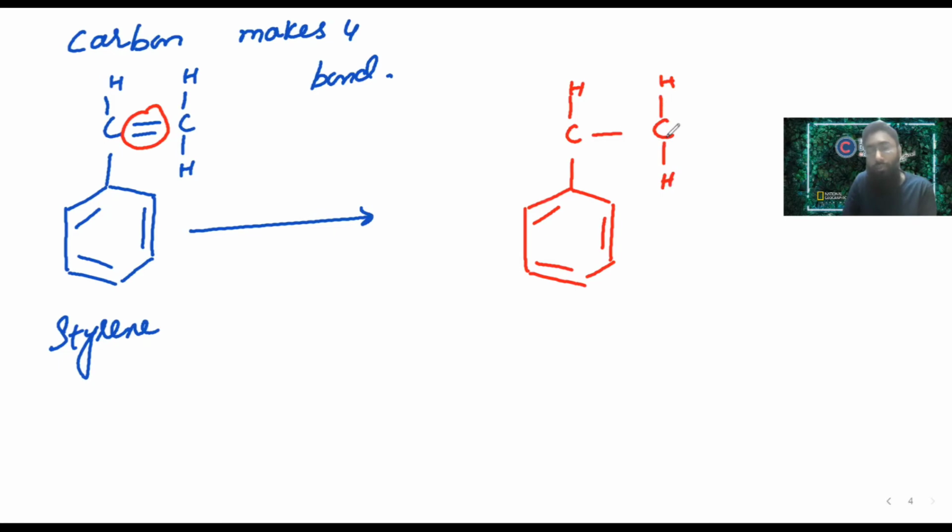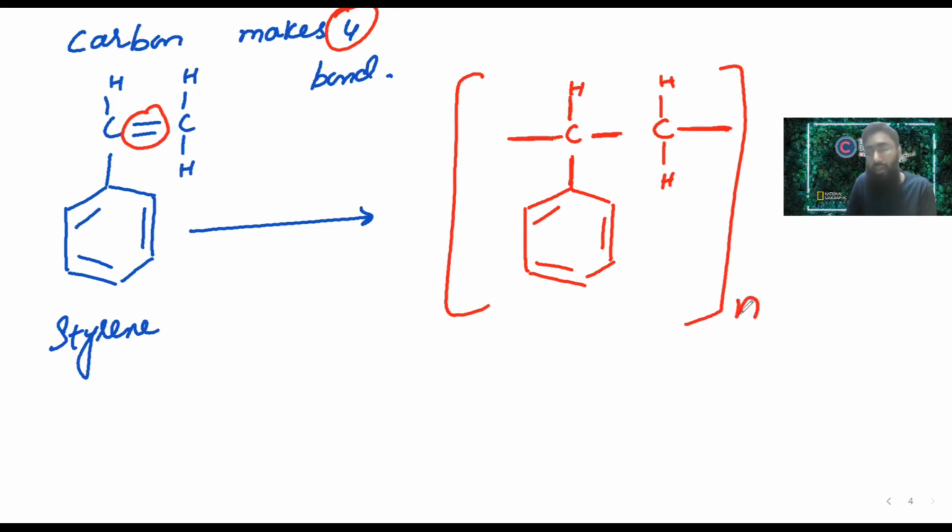Now this carbon has 3 bonds, and we know carbon makes 4 bonds. It means 1 bond is missing, so put a bond here. This is polystyrene, because here we again put a monomer. If we put a monomer here, it becomes a complicated structure for you, so let me erase it. Just make it simple. Put a square bracket here, and put n here. Don't forget to put this n. This is polystyrene. And now let me explain this n.